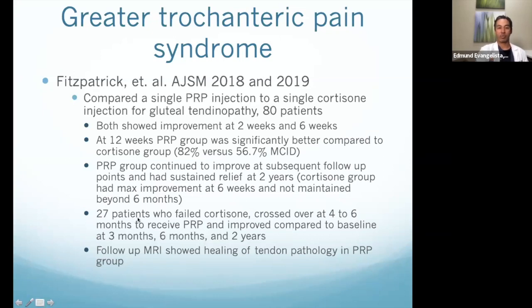And then 27 of these patients in the cortisone injection group who failed crossed over to receive a PRP injection. And these patients also improved compared to baseline at 3 months, 6 months, and 2 years. And Fitzpatrick also at 4 to 5 years out actually did MRI images of these patients and found that the PRP group did show healing of the tendon pathology on follow-up MRI. So yeah, for all the conditions that we use PRP for in our practice, I think gluteal tendinopathy is probably one of the most successful treatments that we do with the PRP.